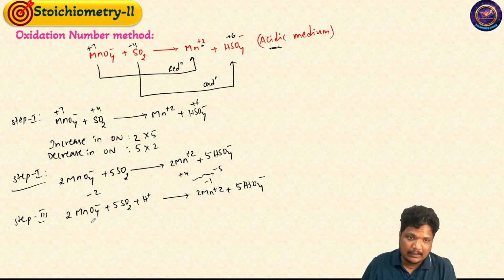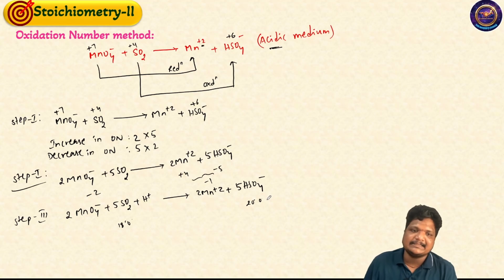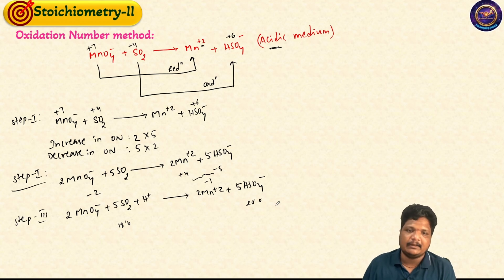So here we have total how many oxygen atoms on the left side? 2 into 4, total 8, 8 plus 5 into 2, 10, 18 oxygens. On the right side we have 5 into 4, that is 20 oxygens. So in order to balance these oxygens, you have to add H2O. How many oxygens are different here? 2 oxygens are fewer on the left side, so you have to add 2 H2O on the left side.